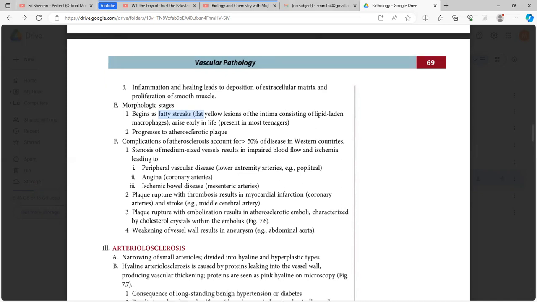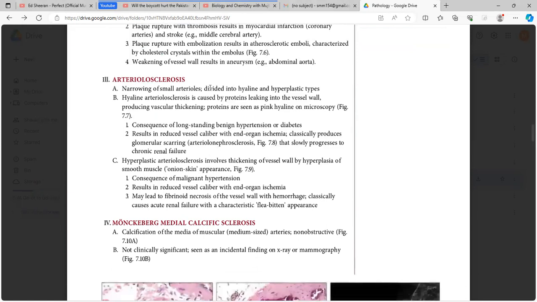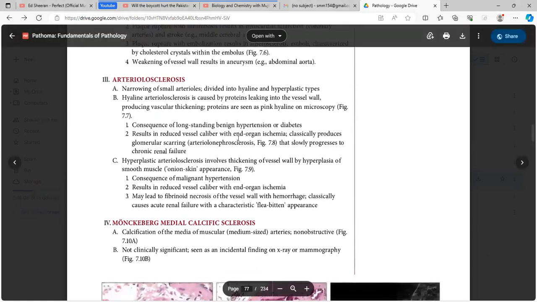Now, the complications of atherosclerosis are angina. What is angina? Angina is reversible chest pain, which is due to the narrowing of arteries. We will be studying this further in the next chapter, about the types of angina: stable, unstable, and Prinzmetal angina. The difference between angina and MI is that angina only lasts temporarily, whereas myocardial infarction is irreversible. Now I'm just covering the most important topics.